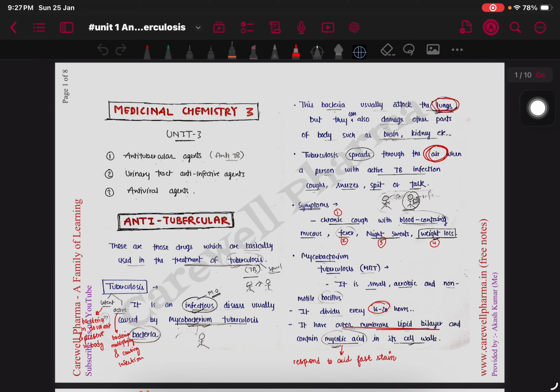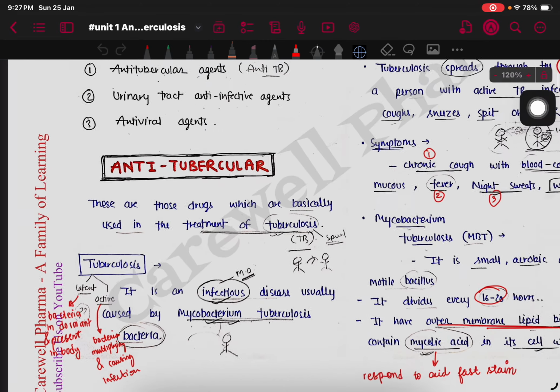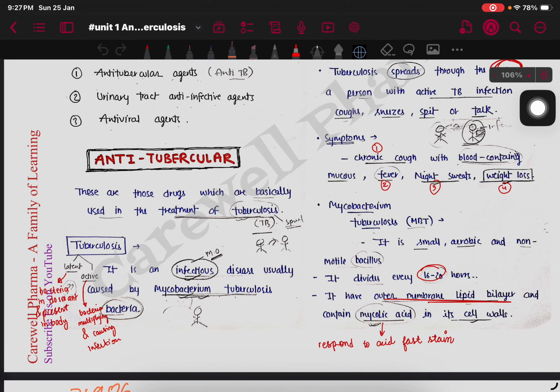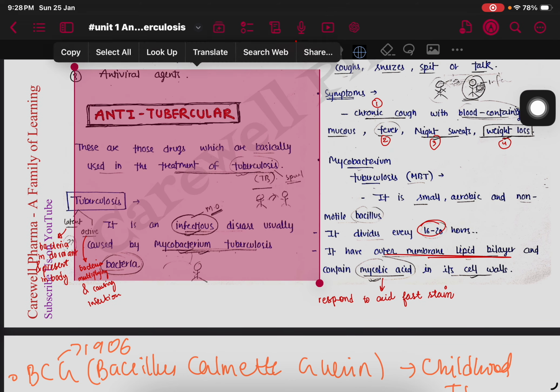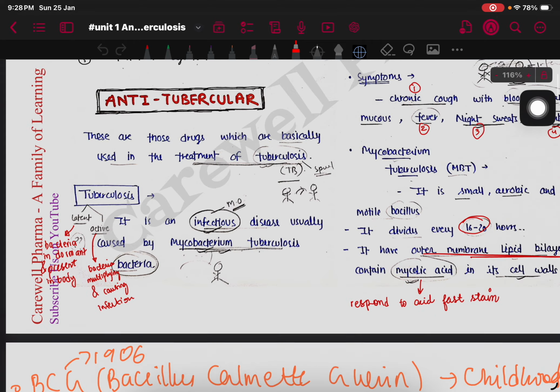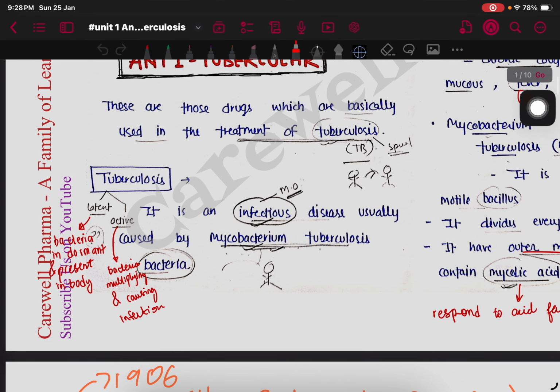Hello guys, today's topic is anti-tuberculosis agents. In this topic we are going to talk about the mechanism, drugs, first line drugs, second line drugs, and classifications. So first, what is tuberculosis? These are the drugs which are basically used for the treatment of tuberculosis.